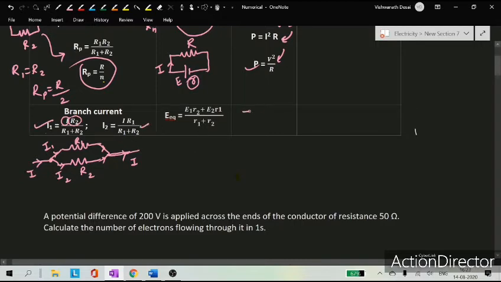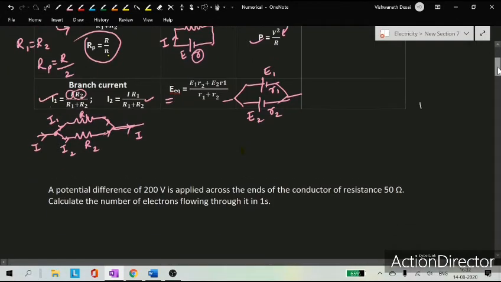Suppose you have two cells connected in parallel, having EMF E1 and internal resistance R1 for one cell, and EMF E2 and internal resistance R2 for the other. Then the equivalent EMF of these two is given by E equivalent is equal to (E1 R2 plus E2 R1) divided by (R1 plus R2). So these are some of the formulas required to solve the problems.